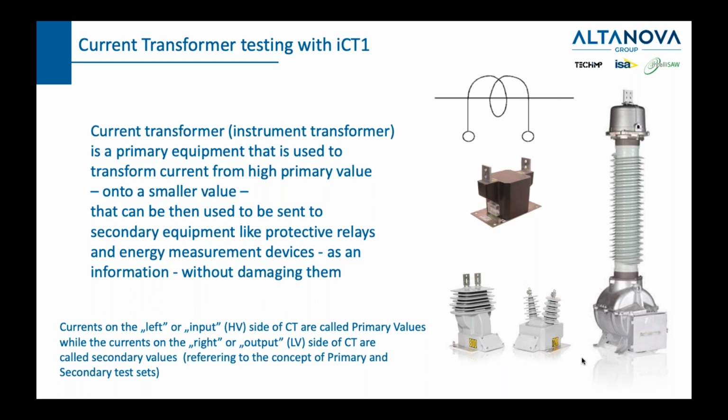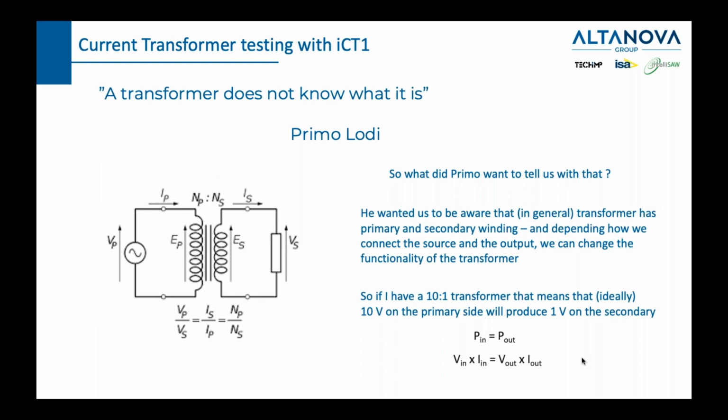Moving on, we have one saying in ISA-Altanova which says a transformer does not know what it is. That saying comes from Mr. Primo Lodi, who for a long time was the chief of R&D. Primo wanted to tell us to be aware that in general a transformer has a primary and a secondary winding, and depending on how we connect the source and the output, we can change the functionality of the transformer. It can be a step up or a step down transformer. That all depends on your point of view.